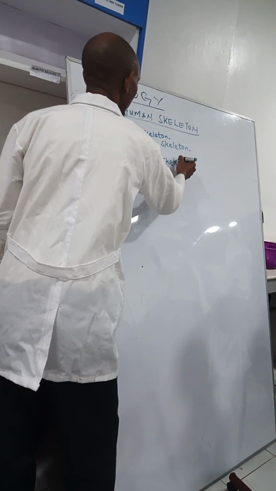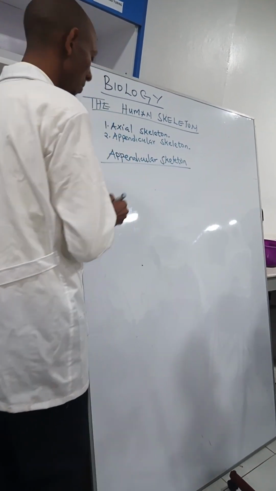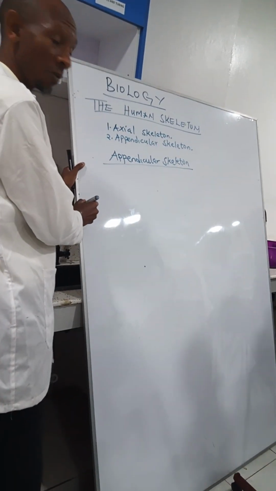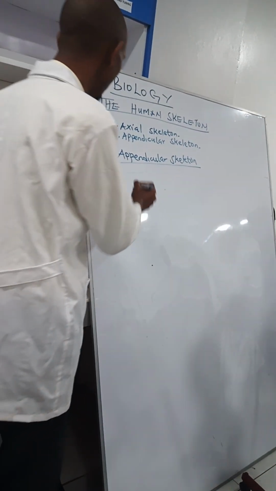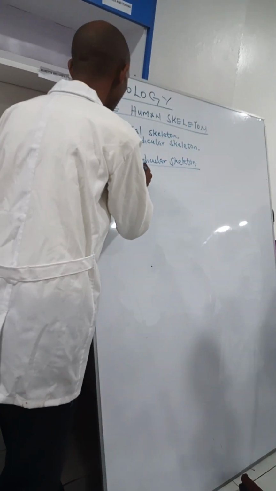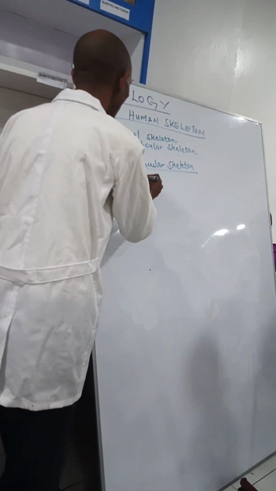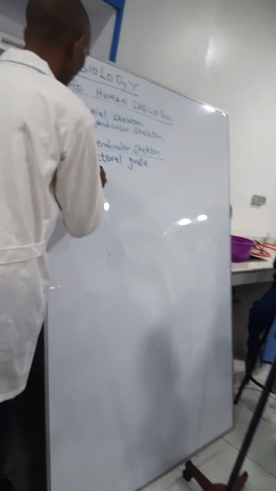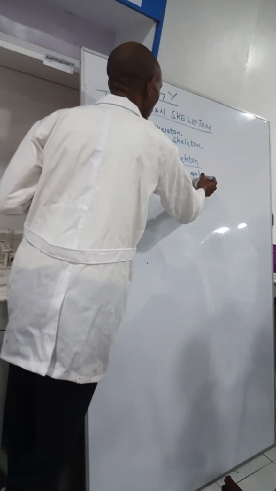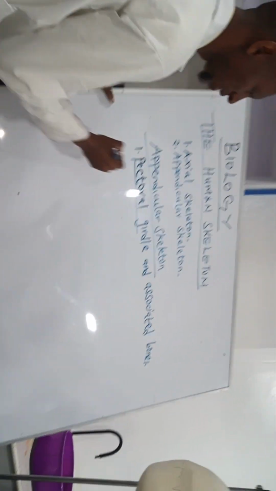The bones which make up this part of the skeleton, the first one is what we refer to as the pectoral girdle and associated bones. So, what makes the pectoral girdle?